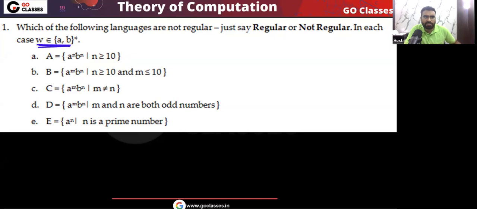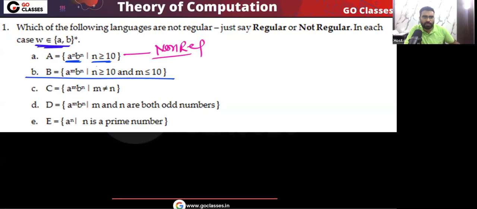W is a binary string. This is already given to you. So tell me. Here you can see a power n, b power n, where n is greater than equal to 10. Yes, this is non-regular. Okay, unlimited comparison, infinite possibilities of comparison. So this is non-regular. What about the next one?